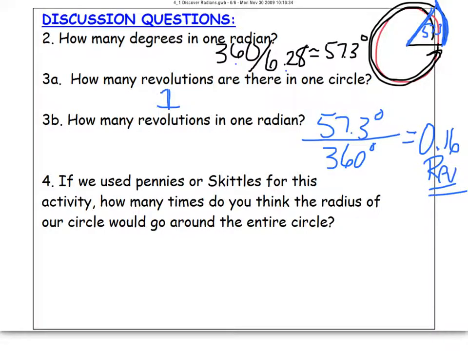So based on that, we can conclude this. There's approximately, again, 6.28 radians to go around a complete circle. 1 radian movement is about 57.3 degrees. 1 radian movement is about 0.16 revolutions of a circle.